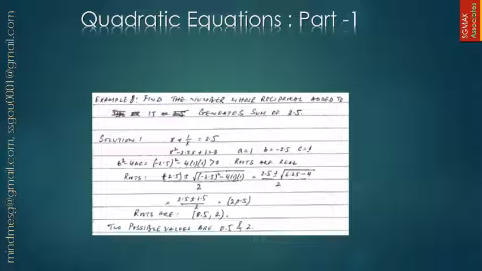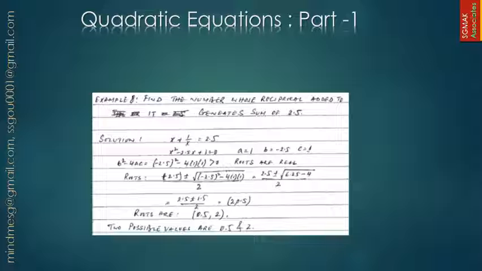Example 8. Find the number whose reciprocal added to it generates a sum of 2.5. So you have a number x, and when you add it to the reciprocal of the same number, 1 over x, you get a sum equal to 2.5. So x plus 1 over x is 2.5. So looking at a quadratic equation, x squared minus 2.5x plus 1 equals 0. If you map it with the general form, a is 1, b is minus 2.5, and c is 1. In this case, the discriminant is greater than 0, roots are real. Possible values are 0.5 and 2.